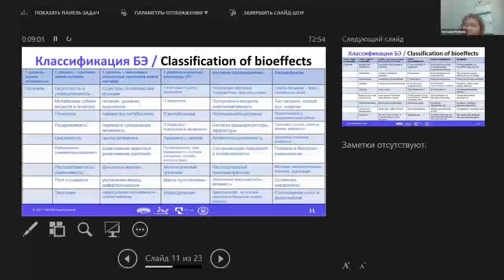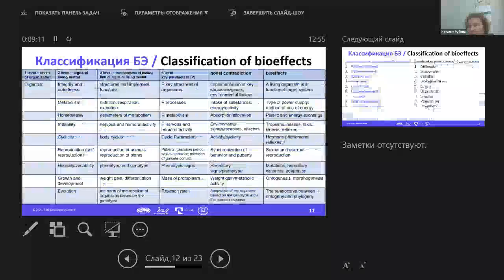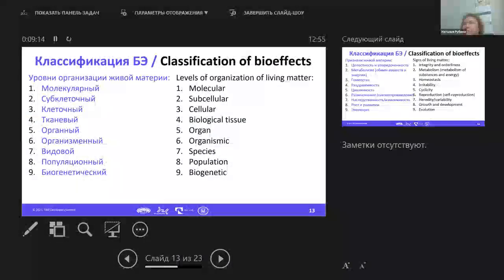Working on projects, this classification of bioeffects was created in the process of this research. This classification is based on the following example. I'd like to demonstrate this approach to you today.